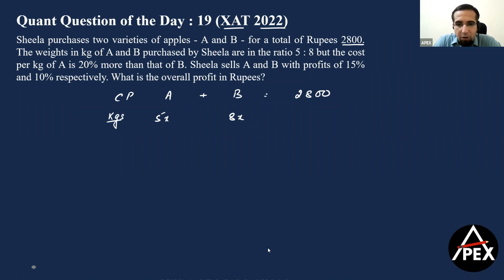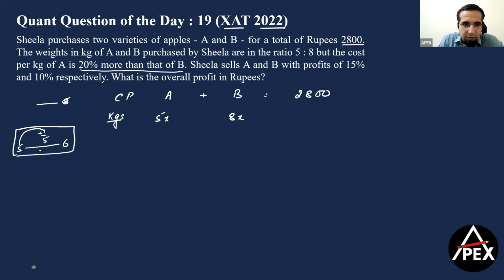Now, the cost price of A is 20% more than the cost price of B. When I say 20% more, if I assume my base value as 5, 20% more will be 1/5 more. If you assume the base value of 5, there is 1/5 more, which means the increment is by 1 and the final value becomes 6. Since price is a different term, let's say price per kg, I would assume this as 5y, and this becomes 6y.